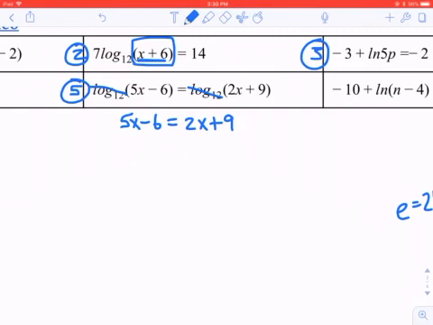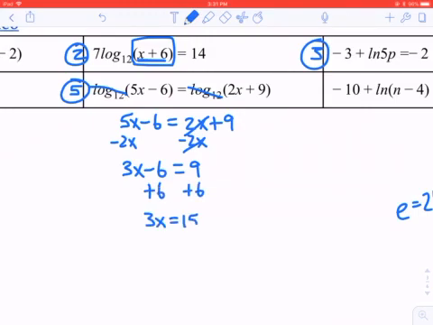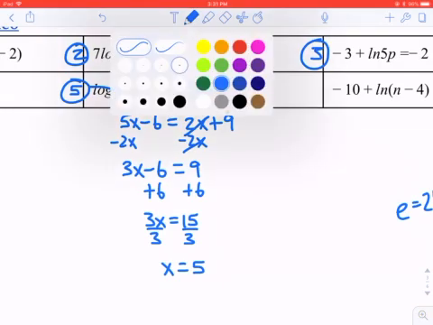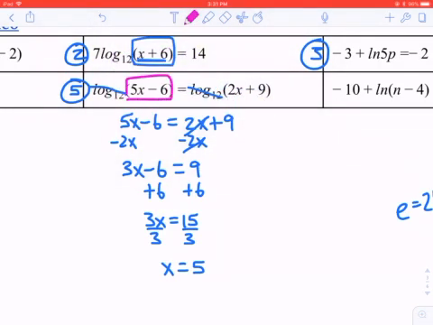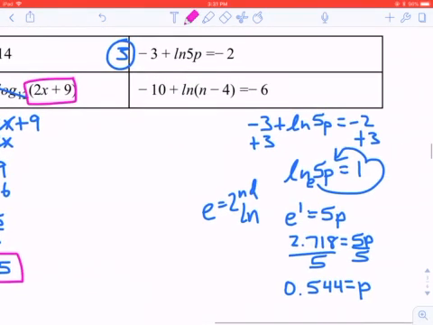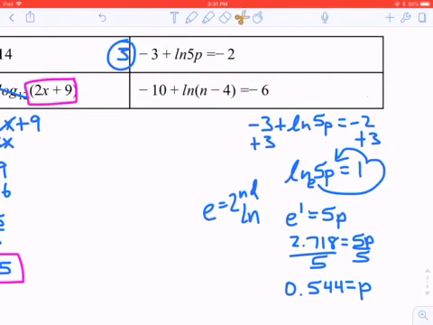And then you just have to solve this linear equation. So let's subtract 2x and we end up with 3x minus 6 equals 9. And then we can add 6 to both sides, so we get 3x equals 15. Then divide by 3 and we get x equals 5. So let's check and make sure 5 would make sense. So 5 times 5 minus 6 would be okay. And then 2 times 5 plus 9 would be okay. So 5 definitely works.